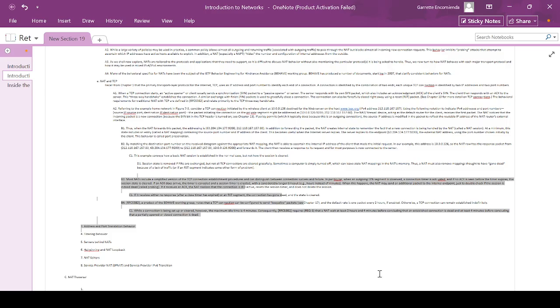When this happens, the NAT may send an additional packet to the internal endpoint just to double check if the session is indeed dead, called probing. So this is the normal behavior of NAT for most TCP connections. After it responds with an acknowledgement, the NAT creates this session timer, and it probes the internal host to check if it actually received that ACK, called probing, just to double check if the session is indeed dead.